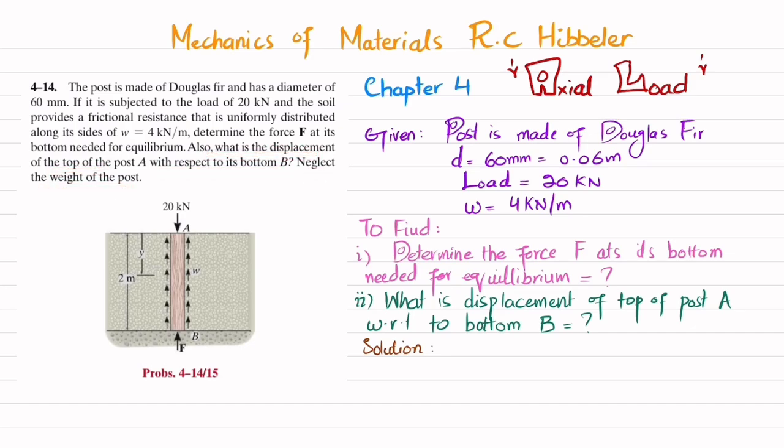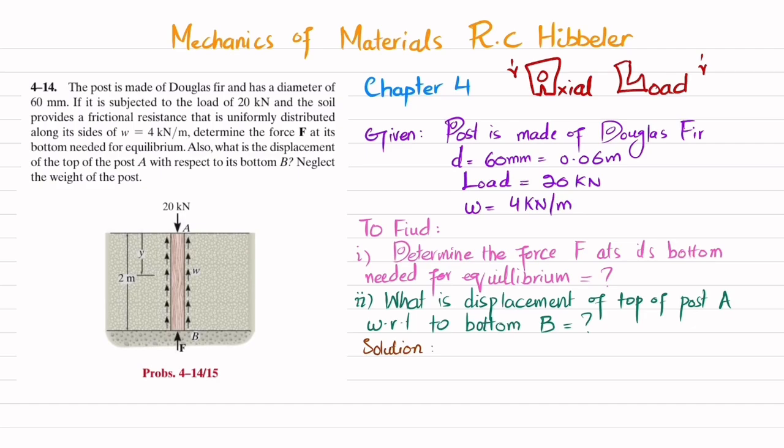So you can see this is the post that is made up of wood, and this is Douglas fir, and that is subjected to a 20 kilonewton load, and this soil provides frictional load, that is w, and that w is 4 kilonewton per meter uniformly distributed load. So you have to find this force F for the equilibrium of this post, and then you have to determine the displacement of this point A with respect to B. Due to this load, it will compress, causing a deflection. So you have to find this displacement of A with respect to B.